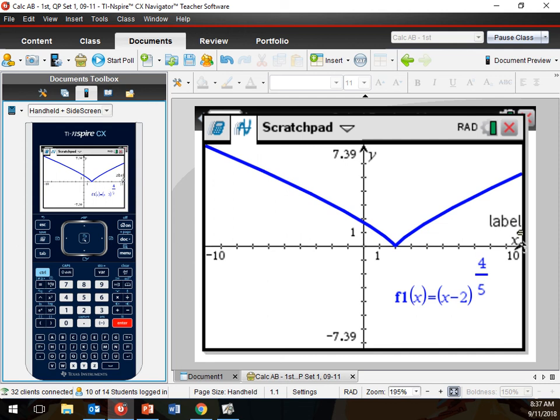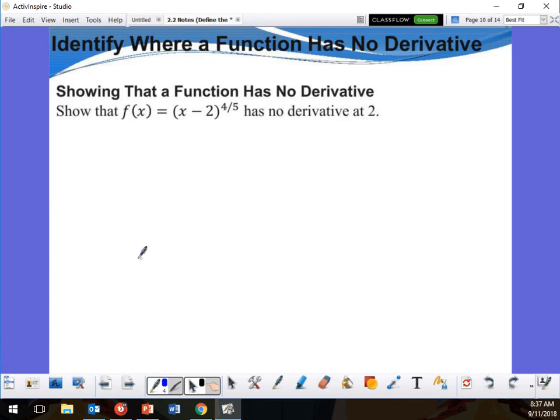Okay, all right. So there's that corner.